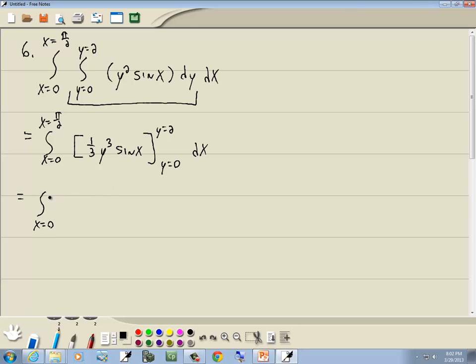Now we're going to plug in those values. And again, keep in mind what we're plugging in here. These are y values. We're plugging in y is equal to 2 and y is equal to 0. So where the y is, we'll put in 2. So I got 1/3 times 2 to the third sine x minus, and then I got 1/3, and where the y is, I'll put in 0. So 0 to the third sine x.